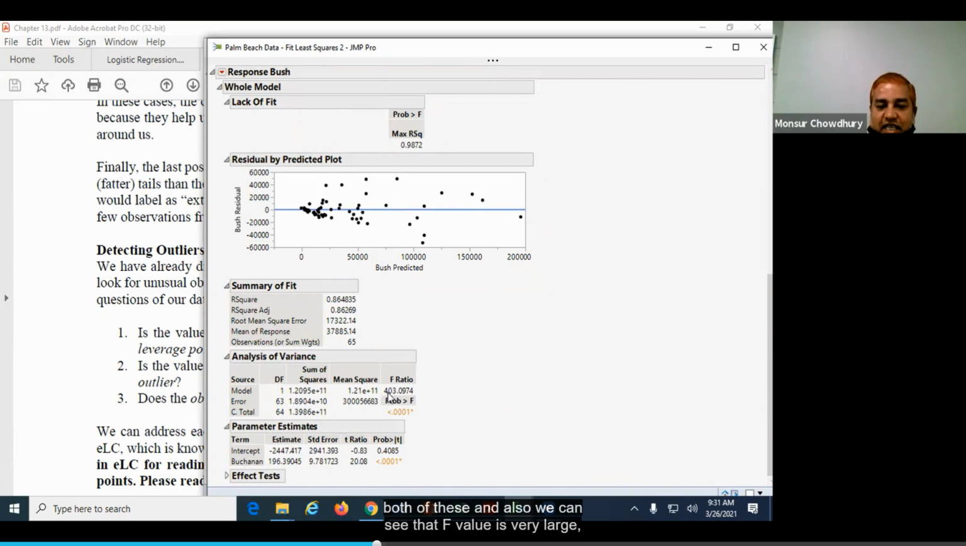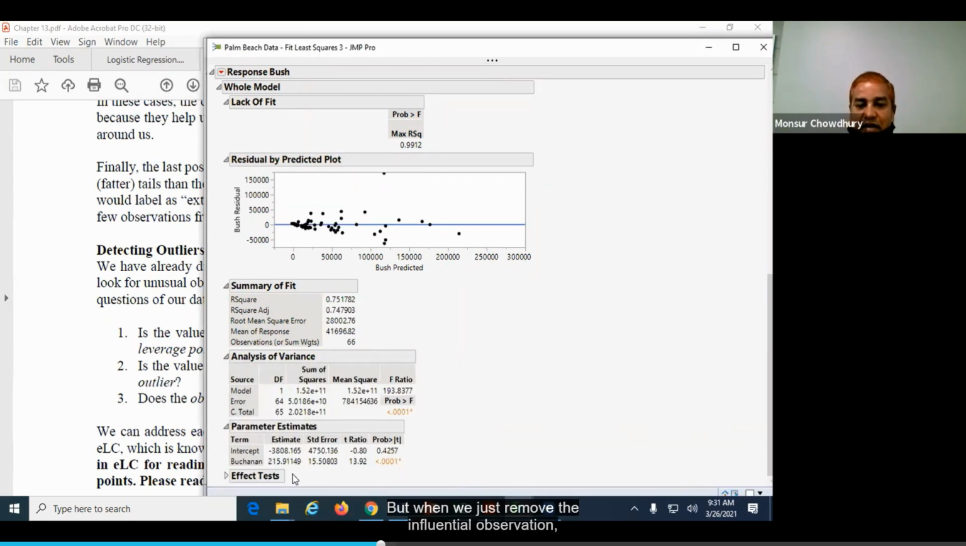And also we can see that the F value is very large because we removed outliers as well as the influential observations. But when we just remove the influential observation, you can see the slope was changing a lot. So this point is called the influential observation. And Cook's D, because this one has a large Cook's D compared to all other values.